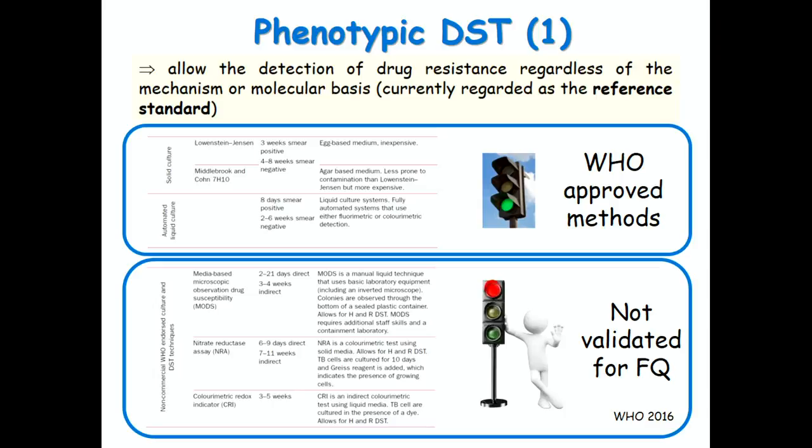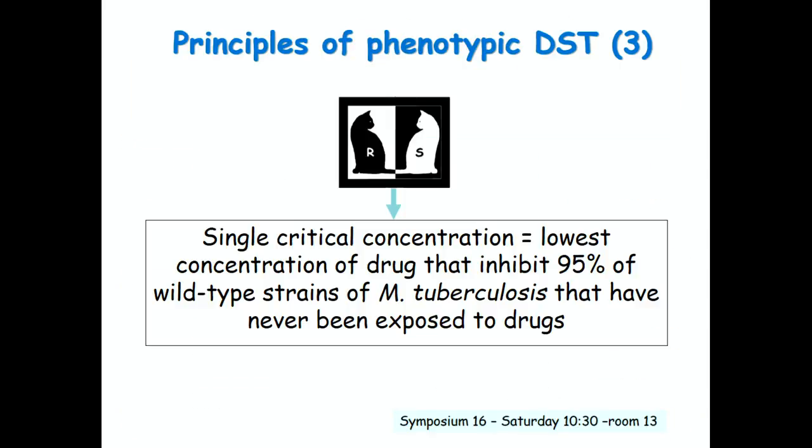The only methods approved by the WHO are the automated liquid culture such as MGIT and the solid culture such as the proportion method. Other non-commercial methods such as microscopic observation drug susceptibility, nitrate reductase assay, and colorimetric redox indicator are not validated for fluoroquinolone despite some studies having been published. Let's see the principle of these phenotypic methods. If you want to know really more about this, you will have to come on Saturday morning.